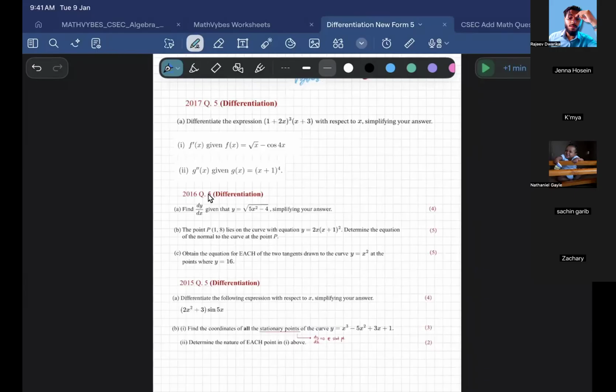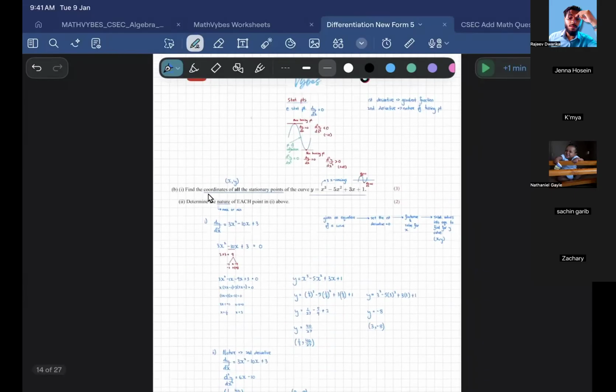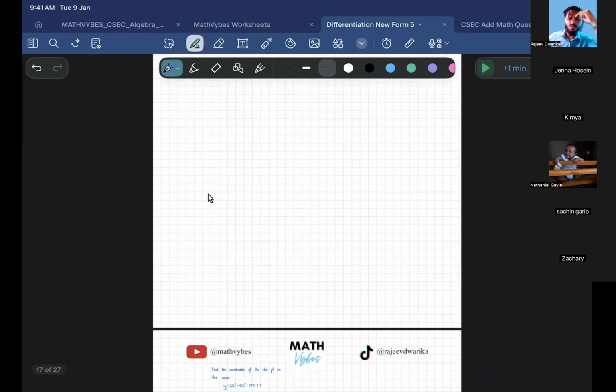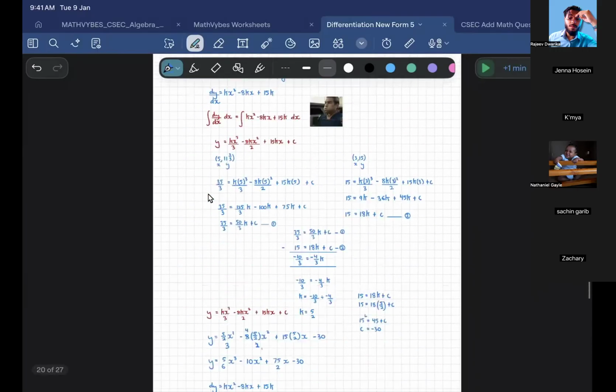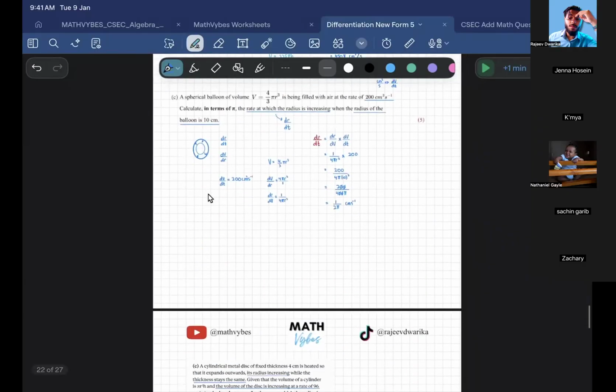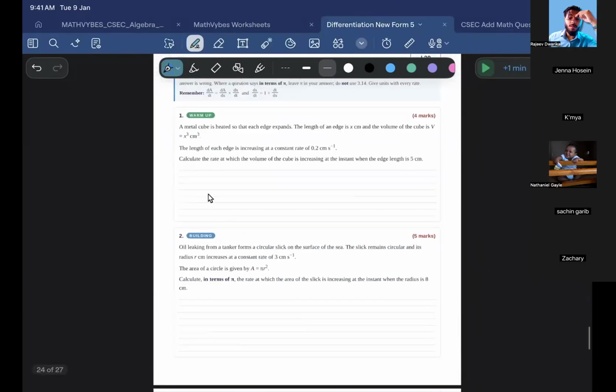Guys, if you want to become hard maths beasts, you have to put in work. Hard maths is something that requires a lot of work. I'm willing to help everybody, but you have to put in the work.